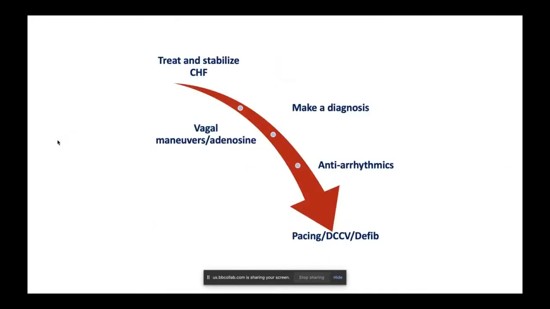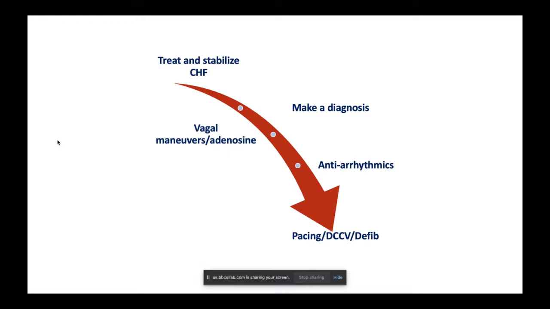So when a patient comes in with some sort of tachyarrhythmia, and this is mostly whether it's in the emergency room or even in a clinic, right? Sometimes kids come in with SVT to primary care clinics. The first and foremost thing is to treat and stabilize congestive heart failure if the patient looks sick. Secondly, try to make a diagnosis. You can always give vagal maneuvers and adenosine. Vagal maneuvers and adenosine is usually never the wrong answer except for one case, and I will show you that case later in the presentation.